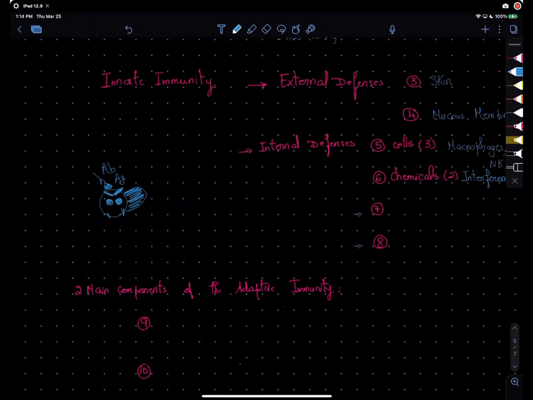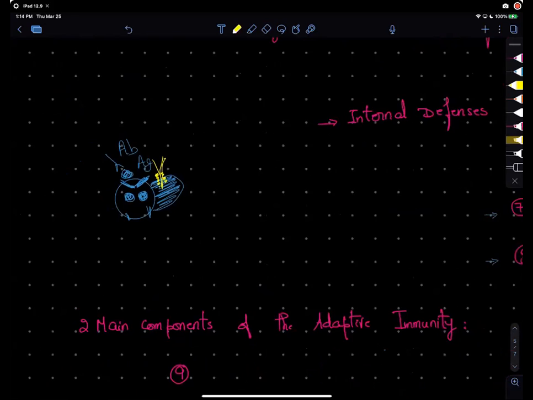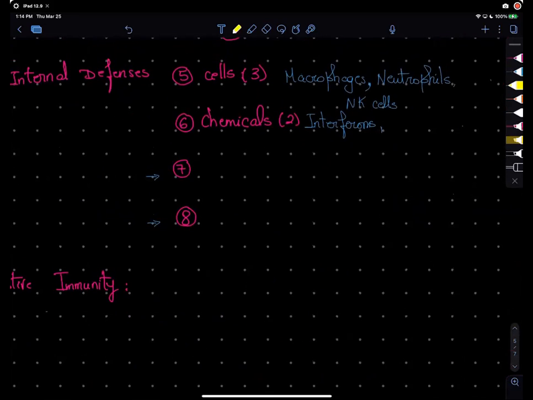This will activate a set of chemicals that will then form pores within the plasma membrane of the bacterial cell, causing the bacterial cell lysis, causing the destruction of the bacterial cell. Do you remember what we call those chemicals that will become activated? Those are my complement proteins. This is my complement system, exactly.